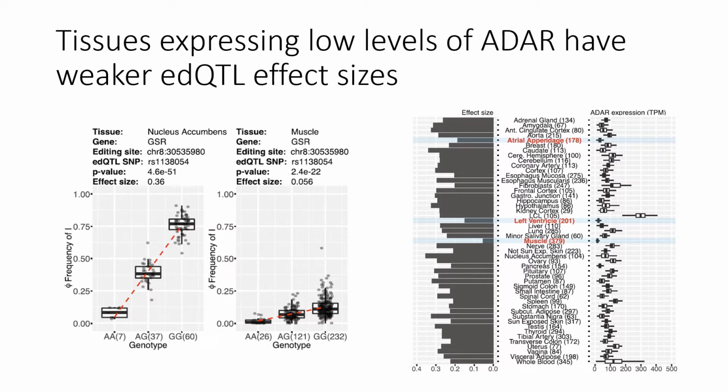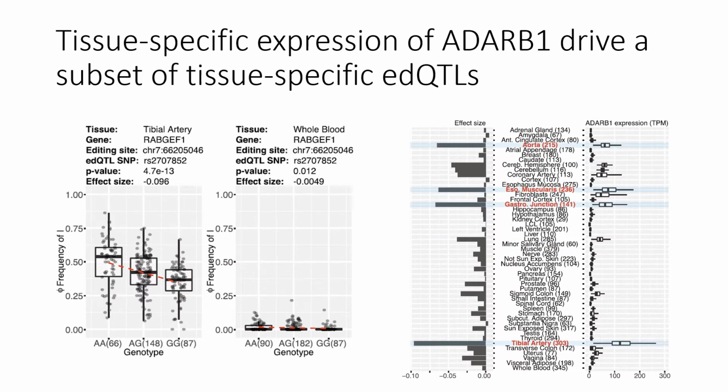To investigate this further, we plotted the effect size for this edQTL across all 49 tissues. We found that the tissues expressing low levels of ADAR have weaker effect size. Additionally, we see this trend in many other edQTL loci. We also see a similar trend in which tissue-specific expression of ADARB1 drives a subset of tissue-specific edQTL events. In this example, an edQTL in RABGEF1 is present in tissues expressing high levels of ADARB1.